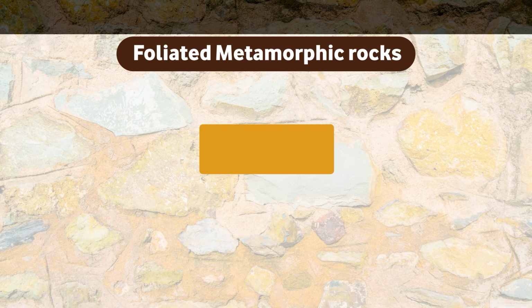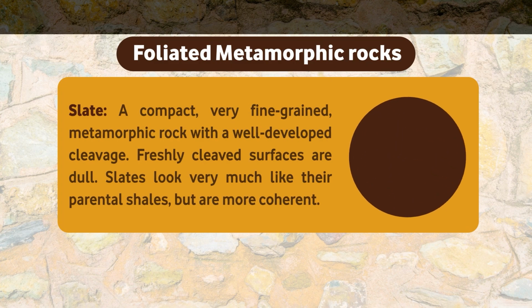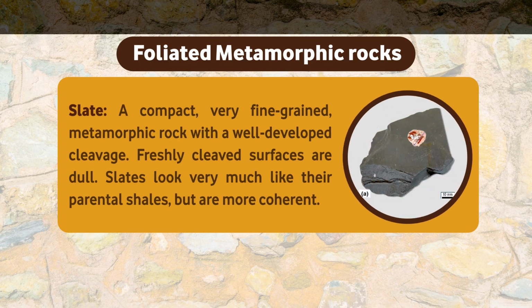Here are some common examples of foliated metamorphic rocks. We have on the right hand side a hand specimen of a slate, a compact, very fine grained metamorphic rock with very well developed cleavage. These are called slates because of the presence of slaty cleavage. Slates look very much like their parent shales, but are more coherent.